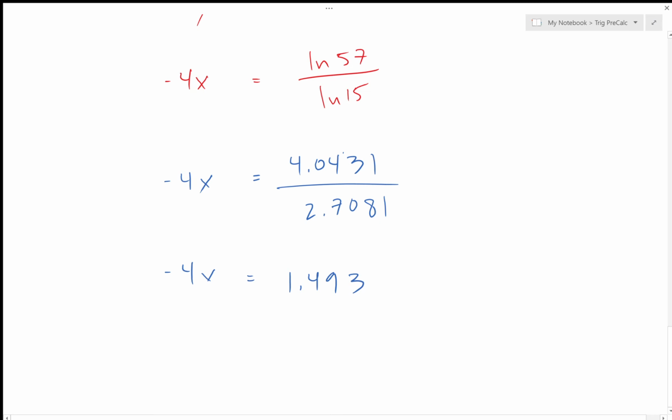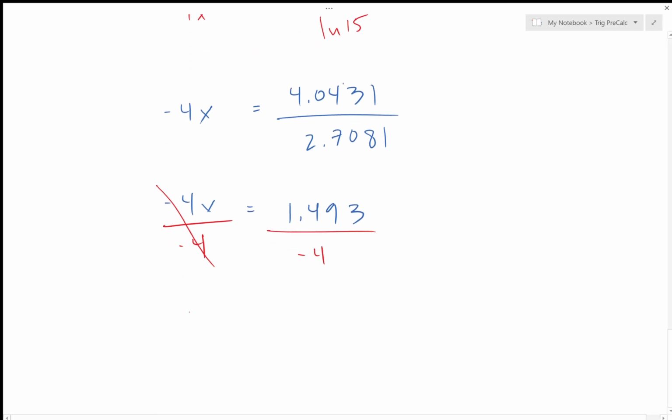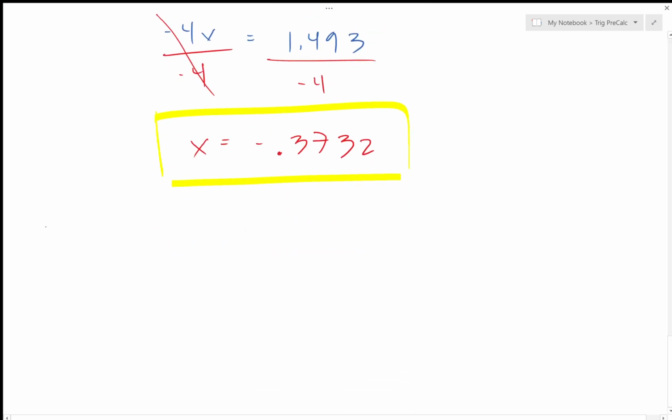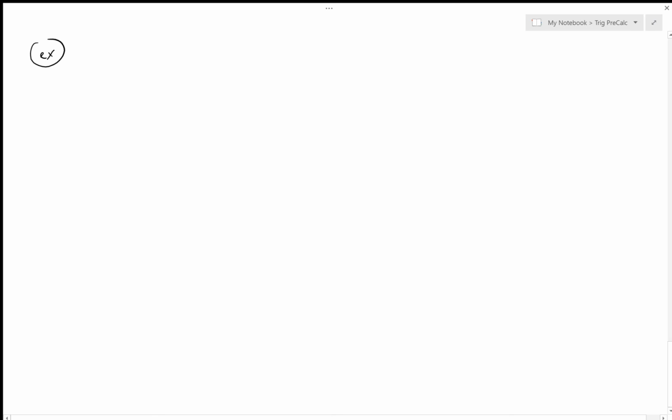Okay, and then final step is to divide that by a negative 4. So those cancel, divide this by negative 4. So we're going to get a negative x answer again of negative 0.3732. Okay, so they do come out to kind of ugly answers, but it's because of the calculator. Alright, calculators and the LNs create those decimals. Really just no way around it.